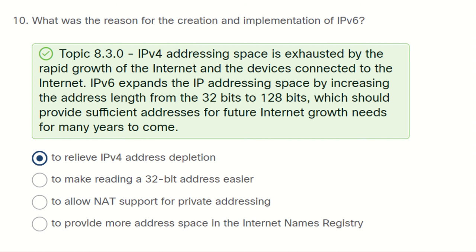What was the reason for the creation and implementation of IP version 6? Because IP version 4 addressing space is exhausted. To relieve IP version 4 address depletion caused by the rapid growth of the internet and the devices connected to it, IP version 6 expands the IP addressing space by increasing the address length from 32 bits to 128 bits, which should provide sufficient addresses for future internet growth needs for many years to come.